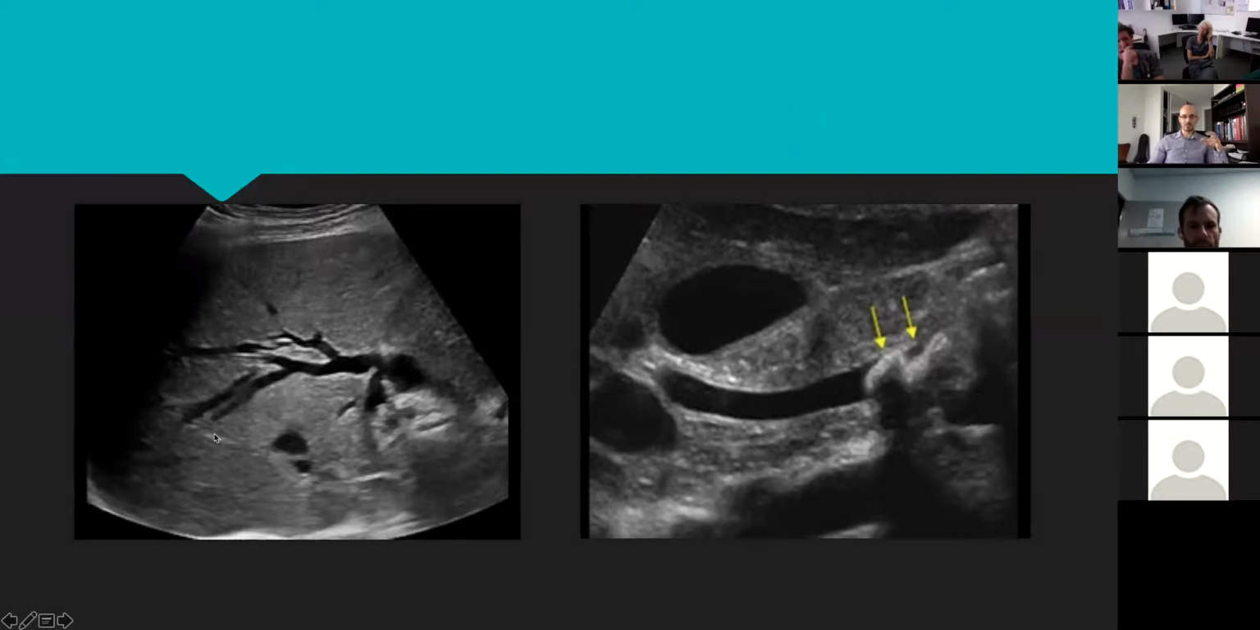There are several names for it. The most common are double barrel or the rail track sign, where you can see two big tubes parallel to each other. In this one, we can see these two next to each other. But if you fan the other way around, we can see the double tracks coming alongside the other ones as well. And that's a sign of intrahepatic duct dilation. For example, this one was caused by stones stuck in the CBD.